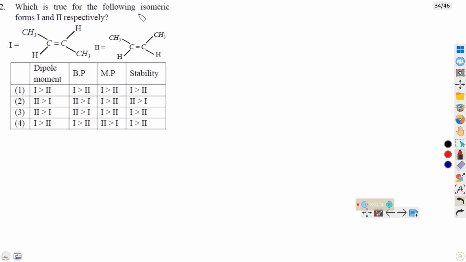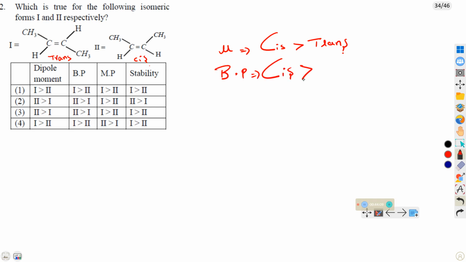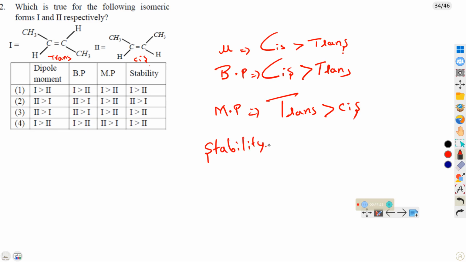Which is true for the following isomeric forms 1 and 2 respectively? First one is given as trans, second one is given as cis. Remember, dipole moment: cis is greater than trans. Boiling point: cis greater than trans. Melting point: trans greater than cis. Stability: trans greater than cis. Based on this, the correct option is the third option.